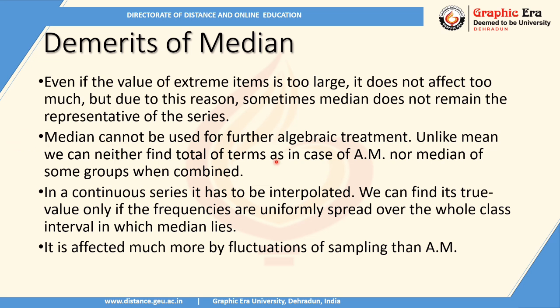So median cannot be used for further algebraic treatment. Unlike mean, we can neither find the total of terms as in the case of arithmetic mean, nor the median of some groups when combined. In a continuous series, it has to be interpolated. We can find its true value only if the frequencies are uniformly spread over the whole class interval in which the median lies. It is affected much more by fluctuations of sampling than the arithmetical mean.